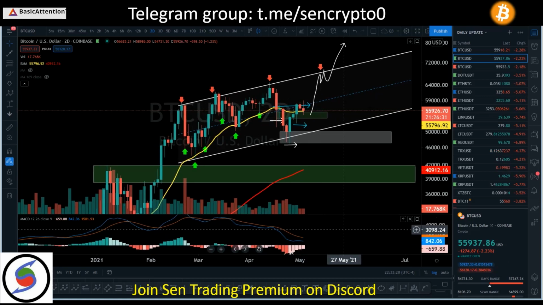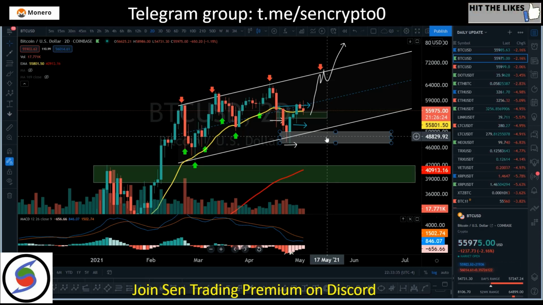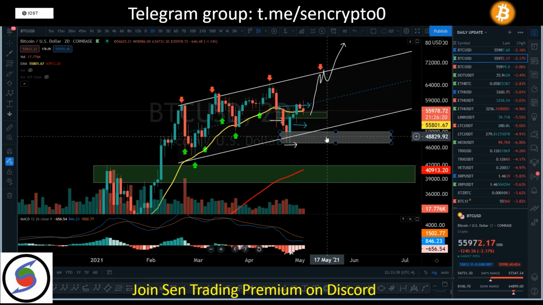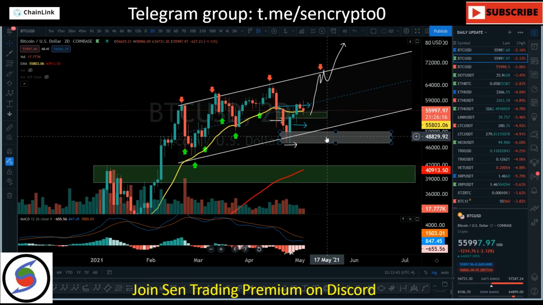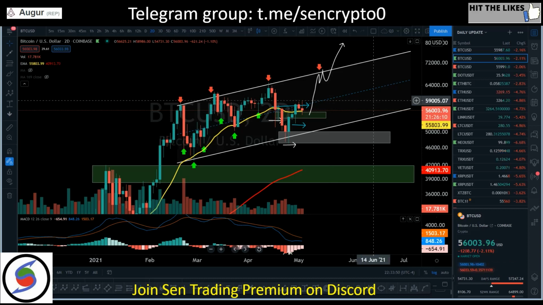Something to keep in mind, alts are going to enjoy that move. Most of these alts cannot break out because BTC is still moving sideways. The only reason BTC dominance is dropping is because Ether is pumping. That's the only reason BTC dominance is basically going down. Something to keep in mind going forward, right?